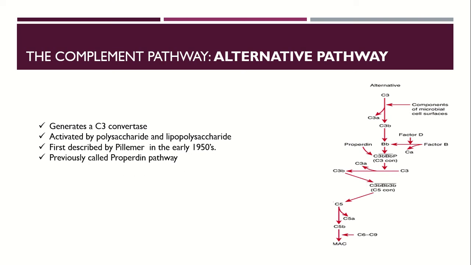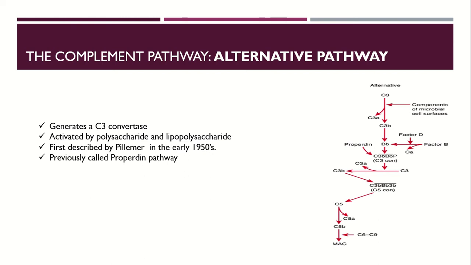Factor P binds to C3bBb and will stabilize it. C3 convertase cleaves C3 into C3a and C3b. C3b joins C3bBb to form the C3bBb3b complex. C5 is cleaved to produce C5b. With the cleavage of C5, the remainder of the complement cascade continues as in the classical pathway.